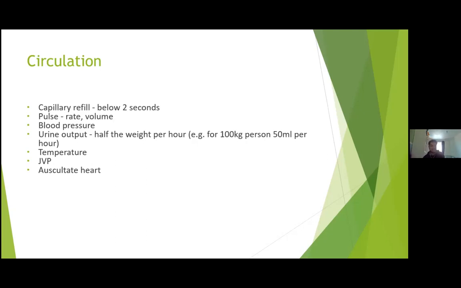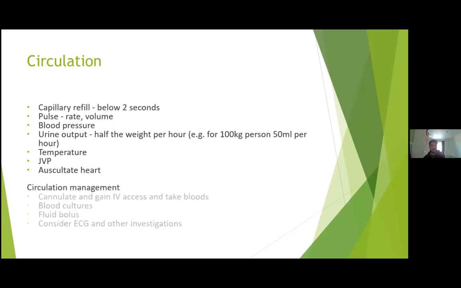If you think the patient's blood pressure is dropping, if the blood pressure is low, then you could also give some fluids, like a 500 ml fluid bolus of saline over 15 minutes, that sort of thing. So there are some quick interventions you can do whilst you're doing the A to E assessment.